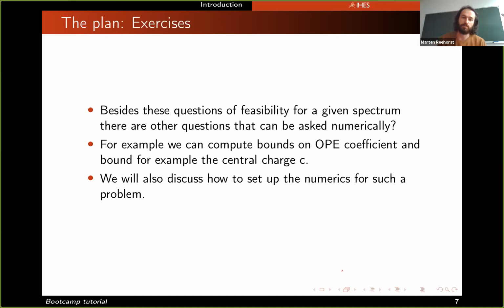And a lot of the bootstrap problems are posed like this, but there's also another way you can ask questions. For instance, you can optimize something so that you get a bound on an OPE coefficient. So that's, for example, how you find that the central charge has to be below this value given these assumptions. The central charge is related to OPE coefficients through the Ward identity, but in general for OPE coefficients you can do this. We will also discuss in the future problem how to set up such a problem.